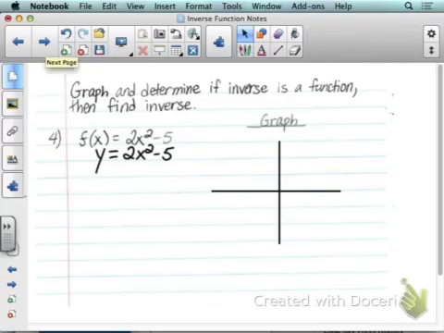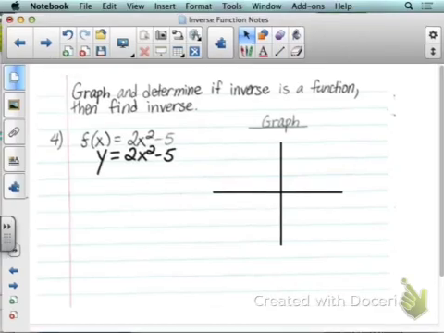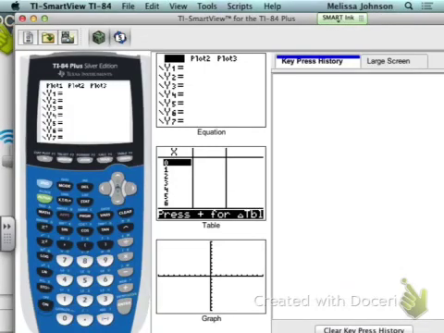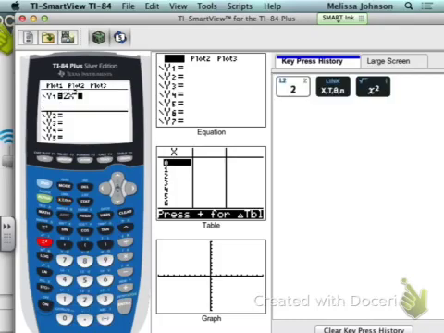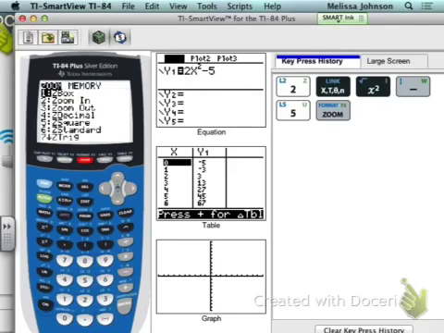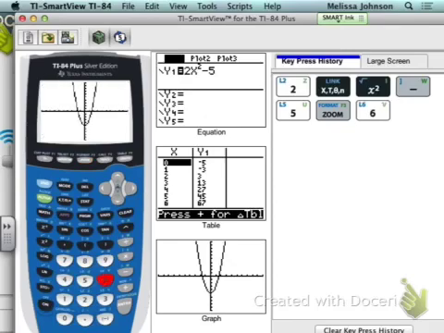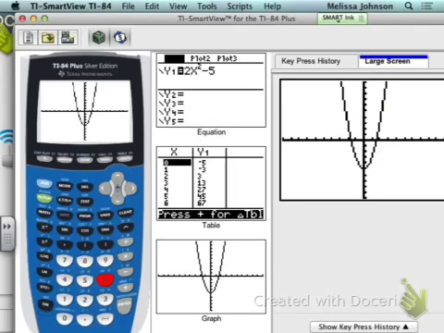All right, so let's take a look at putting in 2x squared minus 5. Notice every time I click a button it turns red, so you can follow along with your own calculator and see what's happening. Make sure you hit zoom 6. Remember, this is going to put you on a standard window. Let me change this to our large screen. We get this U-shaped graph. We're just going to sketch this on our paper.